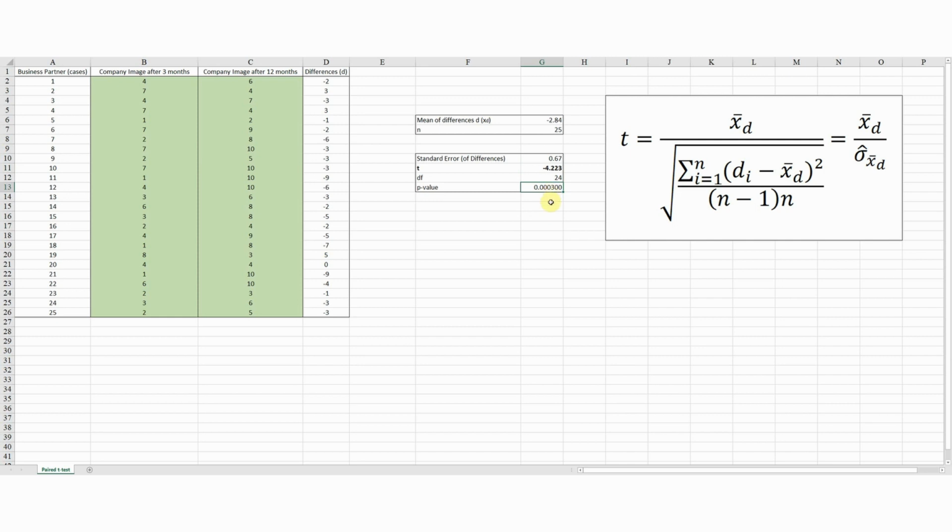This is how you calculate the t-value, and you can make an inference about the population. So we can say that we have a shift in the company image here. So as we deducted here the first minus the second, and the t-value is negative, our company image has improved significantly.